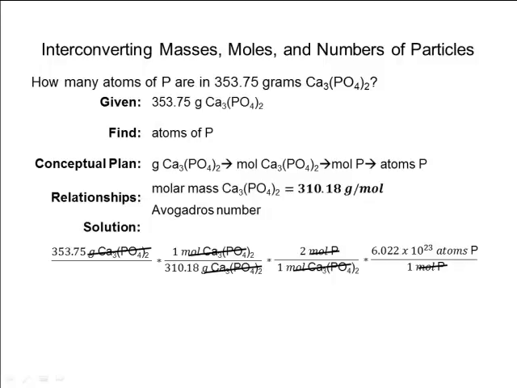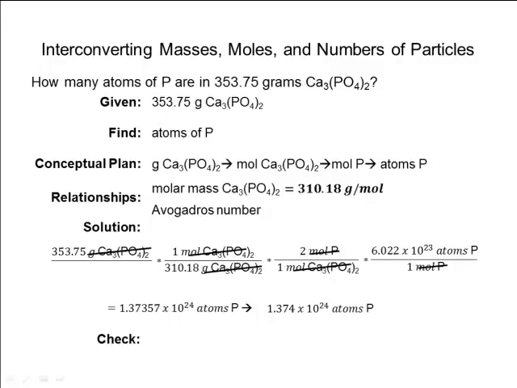And then I take the 353.75 divided by 310.18 times 2 times the 6.022 times 10 to the 23rd, and you end up with 1.37357 times 10 to the 24th atoms of phosphorus. So in looking at all the values again, I should have 4 significant figures in my final answer. So I should end up with 1.374 times 10 to the 24th atoms of phosphorus.